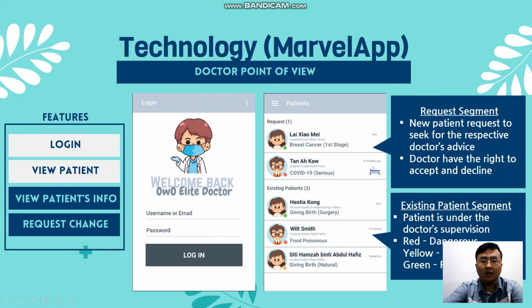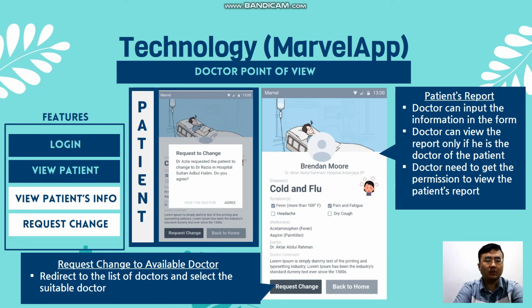What you can see here are some dots. These dots show the status of the patient. For example, if the patient is in a dangerous condition, it will show a red color. A yellow color is just a normal case, like being hospitalized, and then green is ready to check out. Next, we'll go to view patient info and request change.